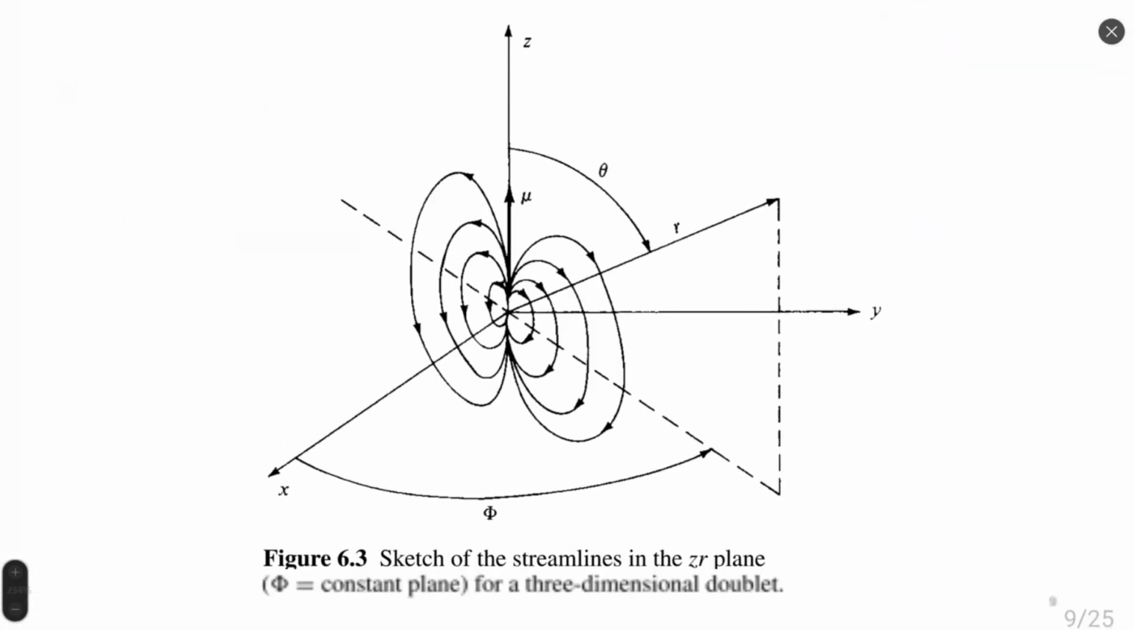Visualization of the 3-dimensional doublet is shown in figure 6.3. It's just a cross section of the doublet. We can imagine this field in 3D space. It's like the shape of an apple. A 3-dimensional doublet.